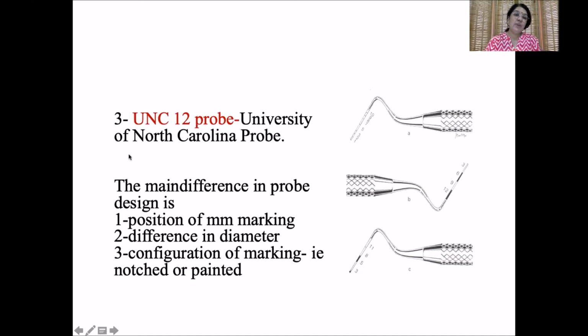Then you have the UNC 12 probe. It is called the University of North Carolina probe. In all these probes, the main changes are between the position of the markings, difference in diameter, and configuration of the marking, that is whether it is notched or painted. See, here it is notching, here it is painting. So there is a difference in that.